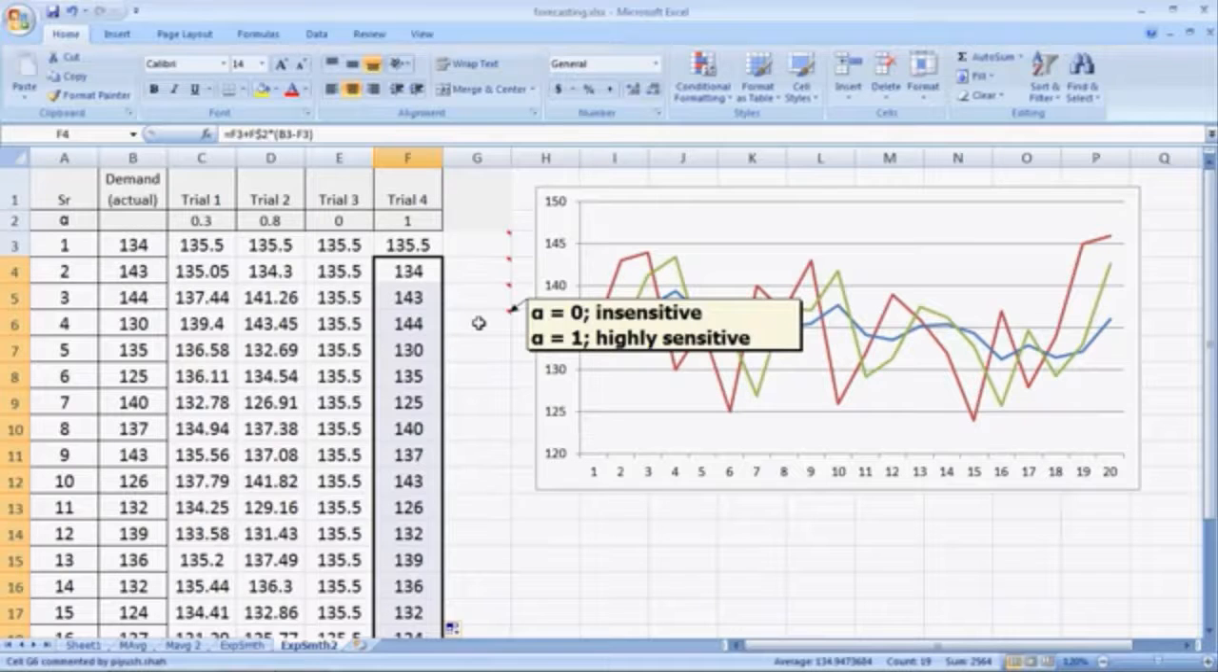So when alpha was 0, it was a very insensitive method. The forecast did not change at all, like you can see on trial 3. And when alpha is 1, it's a highly sensitive forecasting method, like naive forecasting, where the previous period's actual becomes the current period's forecast. We use this and some other considerations in helping us decide the value of alpha that we will use to forecast.